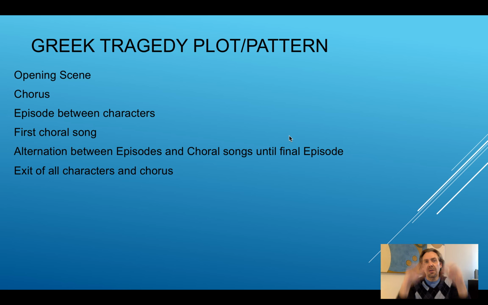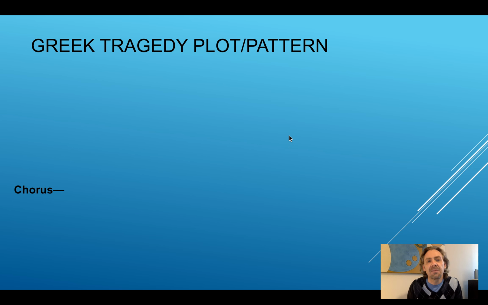So essentially, an opening scene sets the stage. A chorus comes in and comments. We have the first scene or the first episode. Then the first choral song comments on what we've just witnessed and about what is taking place inside the building that we can't see. Then we get our second episode, our second scene, and then another choral song. And they alternate back and forth between each other until we get to the final episode, and essentially then the exit of all the characters in the chorus.